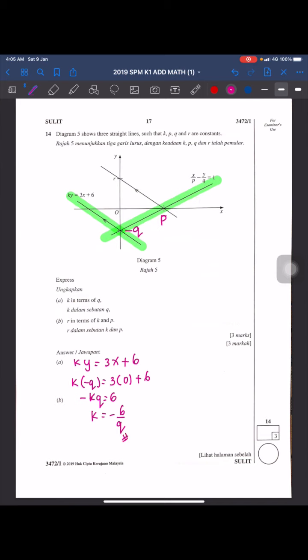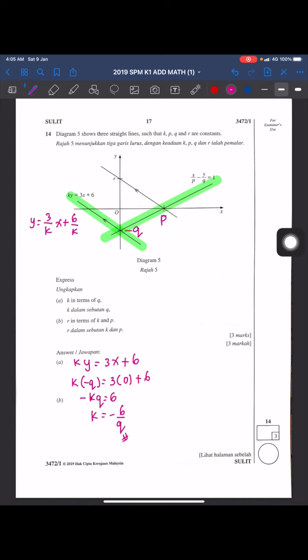Okay, other method kita boleh gunakan comparing. Okay. So awak boleh ubah this equation menjadi y equals mx plus c. Okay, so for example saya tulis sini. So y is equals to 3 over kx plus 6 over k. Okay. So both straight line dia ada y-intercept yang sama.